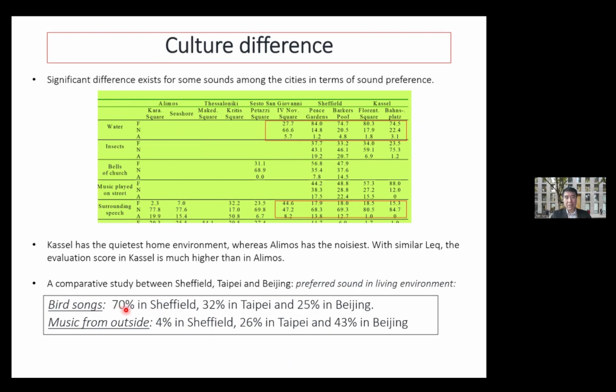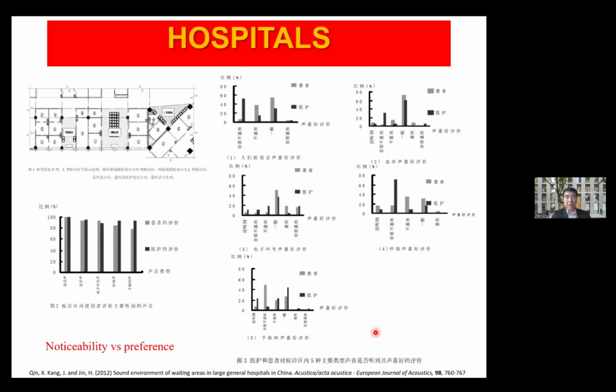And 70% of people in Sheffield like it, but this percentage is only 32% in Taipei and 25% in Beijing. And do you like music from outside? Only 4% of people in Sheffield, UK like it. And in Taipei and Beijing, the percentage is much higher, 26 and 43%. So I hope that's enough for open public spaces.